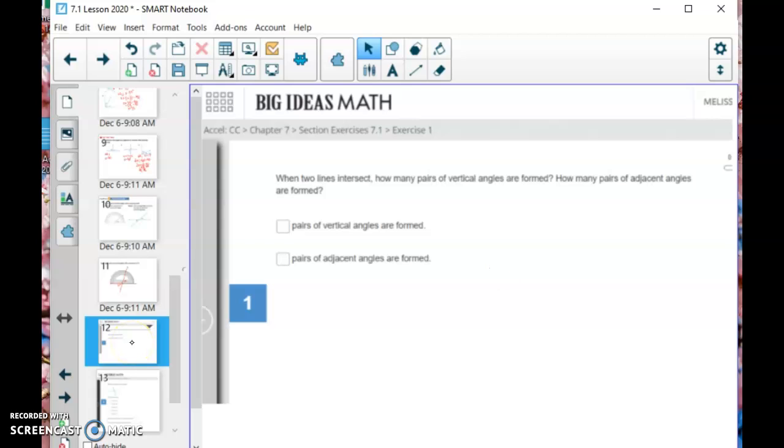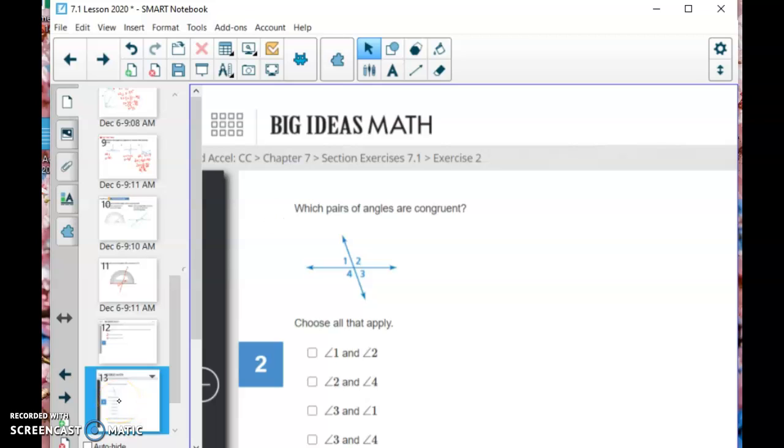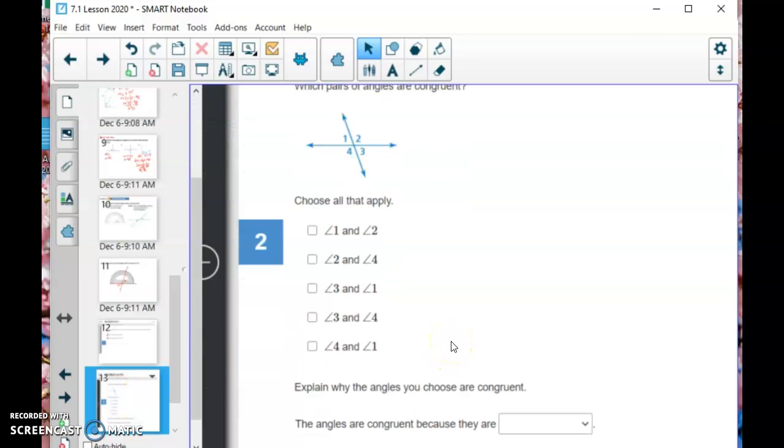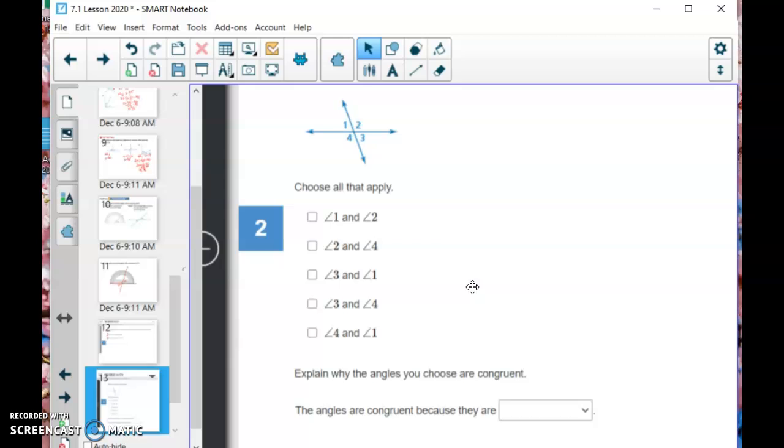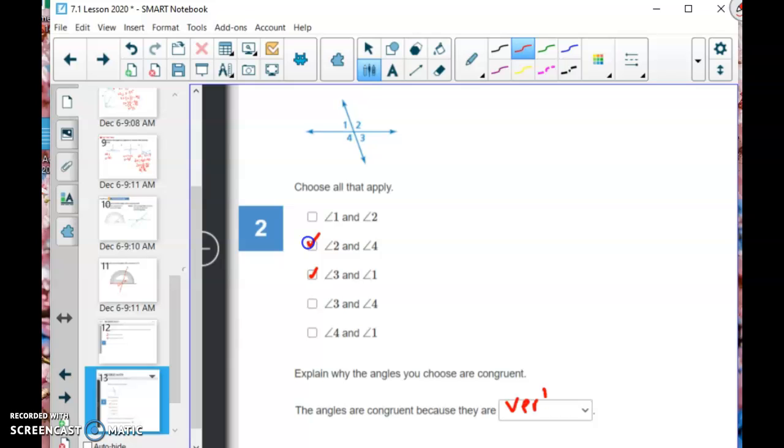All right, to get started on the homework assignment, how many pairs of vertical angles are formed with intersecting lines? There are 2 pairs of vertical angles. How many pairs of adjacent angles are formed? There are 4 pairs of adjacent angles that are formed. Second question says, which pair of angles would be congruent to each other? Well, 1 and 2 are not congruent to each other. They're adjacent to each other. 2 and 4 would be congruent to each other because they're opposite. 1 and 3 would be congruent to each other because they are opposite. 3 and 4 would not, and 4 and 1 would not. Explain why the angles you chose are congruent. The angles are congruent because they are vertical angles.